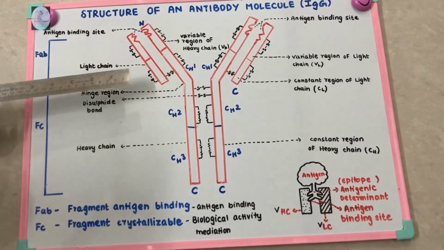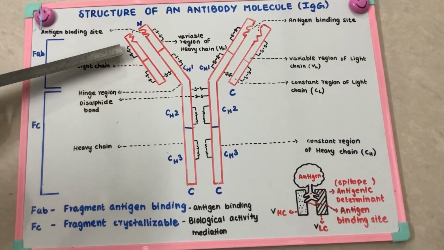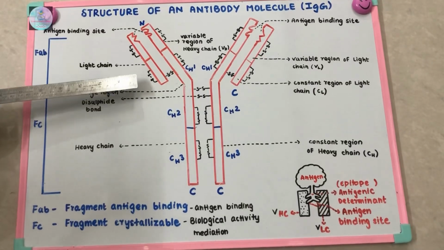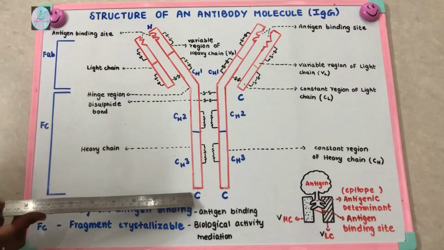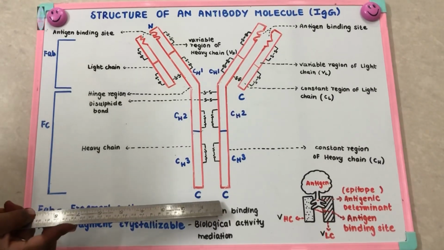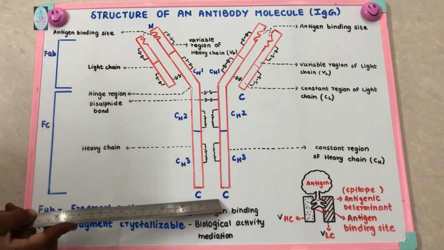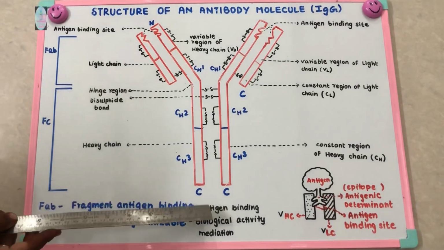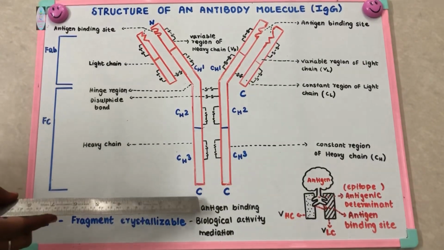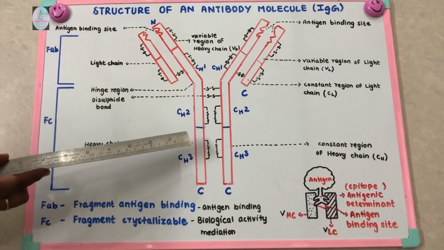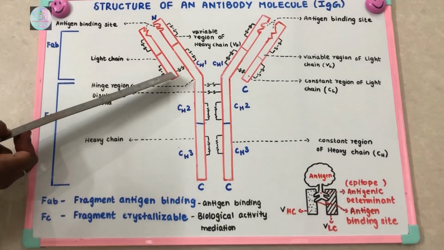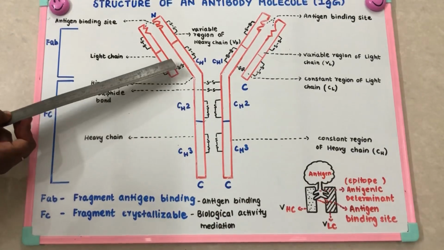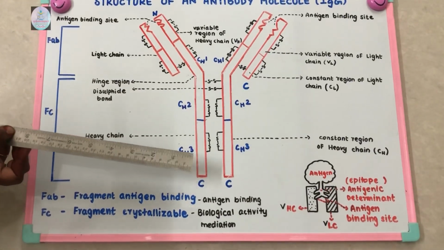The next is the constant region. Apart from the variable region, the chains also have a constant region. It is the carboxyl terminal segment. So these are the carboxyl terminal segments. Here you can see the terminal segments of the carboxyl group. This forms the constant region, or otherwise we can say, except for the variable region, the light chains and heavy chains have some part remaining. These are called the constant region.